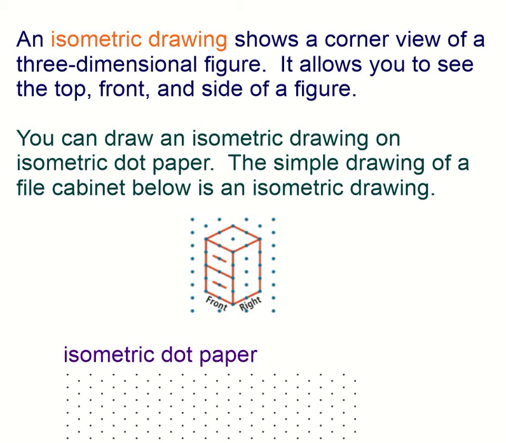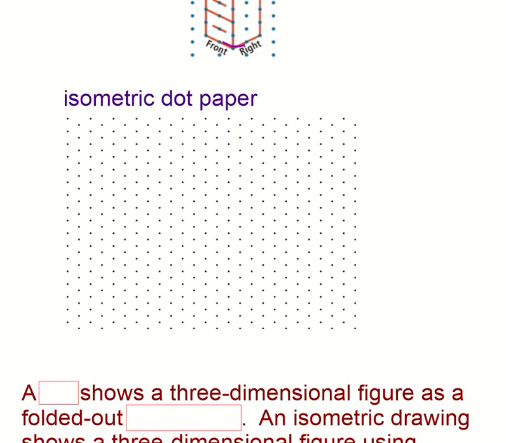So an isometric drawing shows a corner view of a three-dimensional figure. And so it allows you to see the top, front, and the side of the figure. So here you can see there's a corner here and there's a corner here. So it's allowing us to see the front, the right, and the top. So you need isometric drawing paper, or isometric dot paper to make an isometric drawing. So what that looks like is isometric dot paper just looks like this. There's a ton of different dots, but if you notice, I can draw a straight line all the way across. I can draw it down all the way across, and I can draw it all the way across this way, and that's pretty important as we're making these drawings.